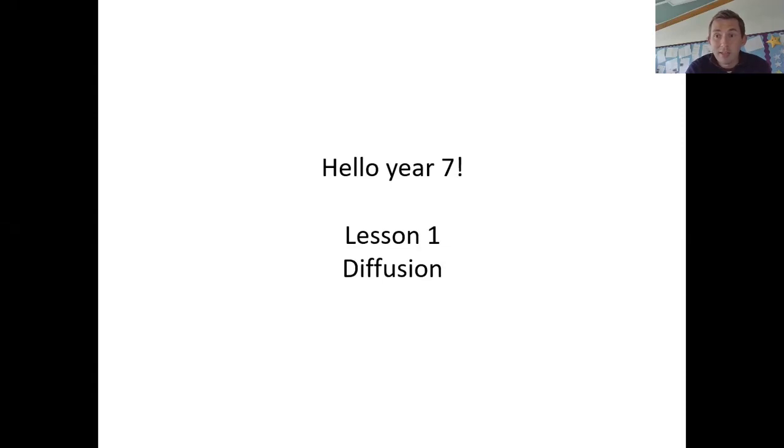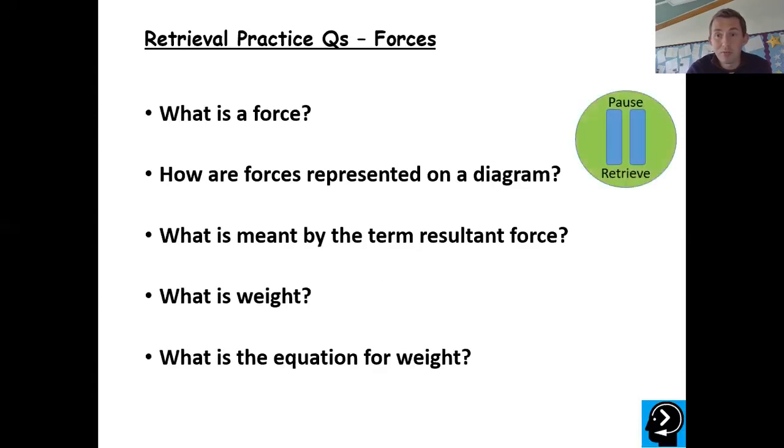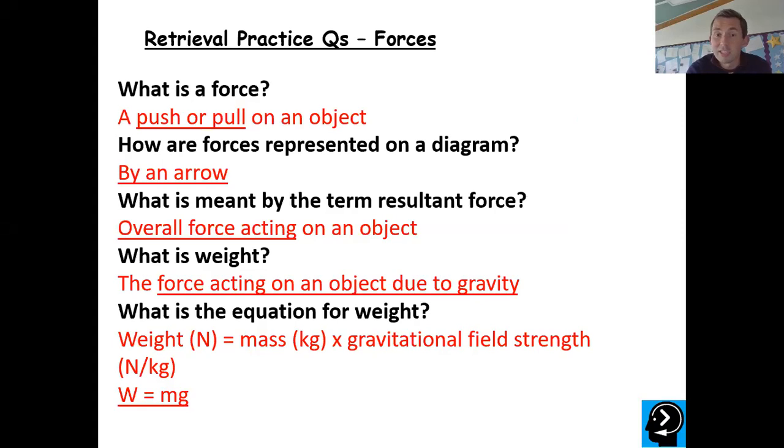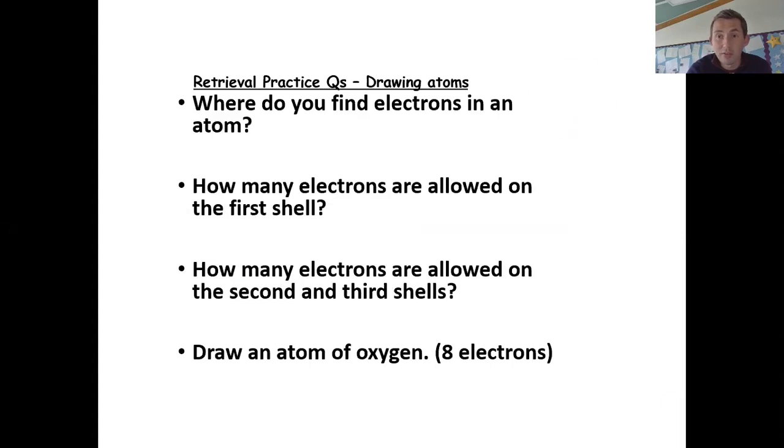So let's get stuck into first of all some retrieval. So slide 1 is about forces. Again, pause the video, off you go. So, how'd you get on, guys? If you need to revise now, please do so. Pause the video. Second slide is on atoms. What can you remember? So pause the video, off you go.